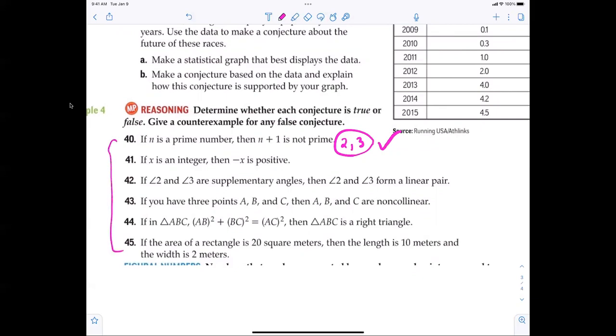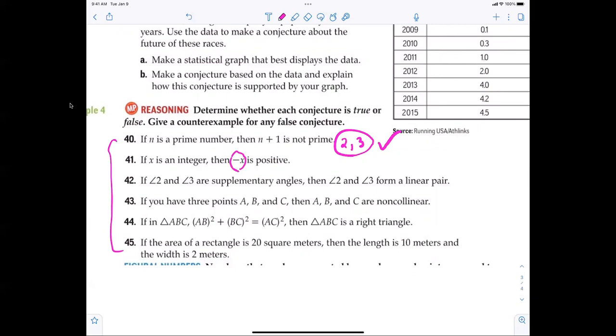All right, 41: if X is an integer, then negative X is positive. That's obviously false. I've been trying to tell you for the longest time, just because the variable is negative doesn't make it negative. You should know that. That's on a lot of standardized tests as well. All right, so that was good.